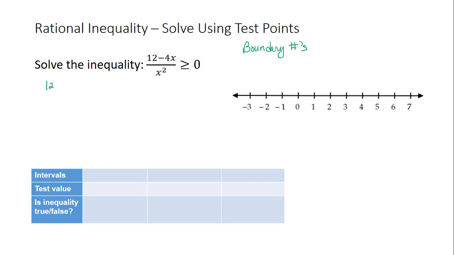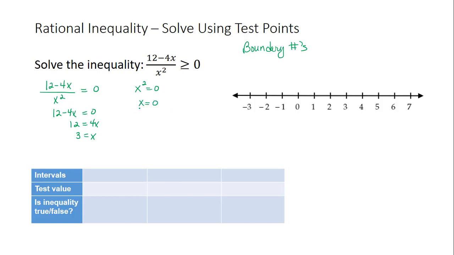When we set (12 minus 4x) divided by x squared equal to 0, we can multiply each side by x squared to get 12 minus 4x equals 0, or 12 equals 4x, or 3 is equal to x. That is one of our boundary numbers. Then the function is undefined where the denominator is equal to 0, or where x squared is equal to 0, and that is at x equals 0.